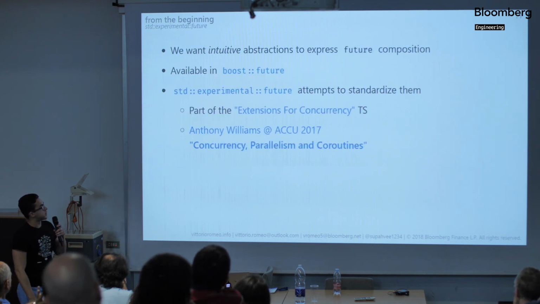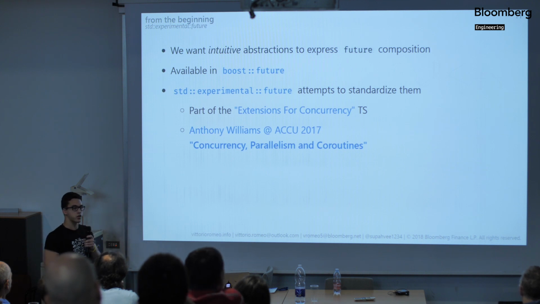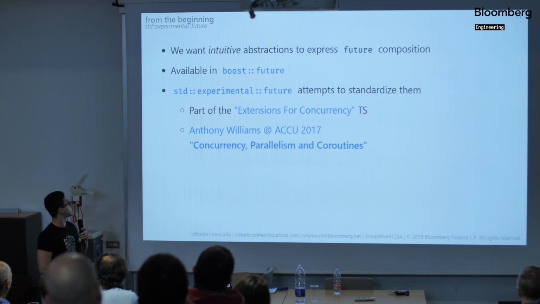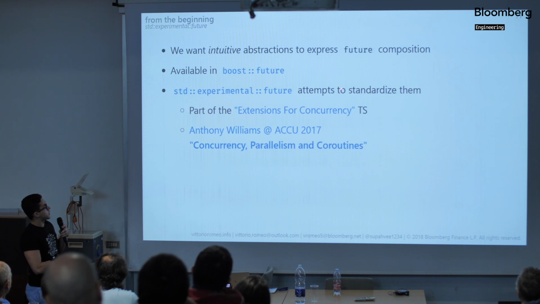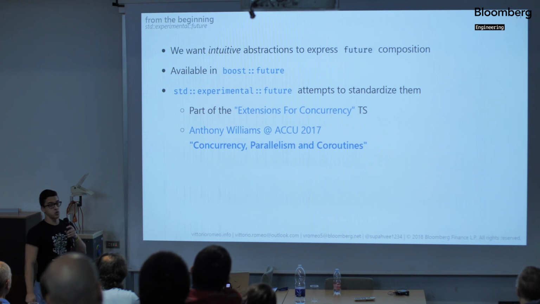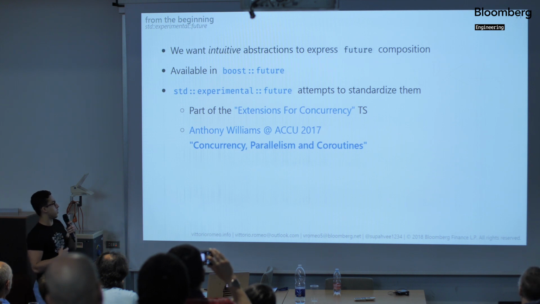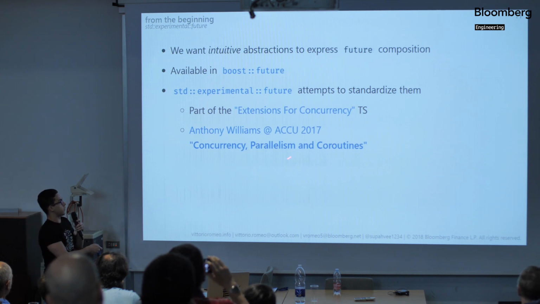So what we want is some sort of intuitive abstractions that we can use to represent these dependency chains without having to build them ourselves. Boost Future has some of them, and also there is an attempt to standardize them in std::experimental::future, and is part of the extensions for concurrency TS. I'm not sure about the state of that TS. And if you are interested in this kind of extensions, Anthony Williams had a very good talk at ACCU 2017 that explains all of them, and also more stuff, including some parallelism TS stuff and coroutines.